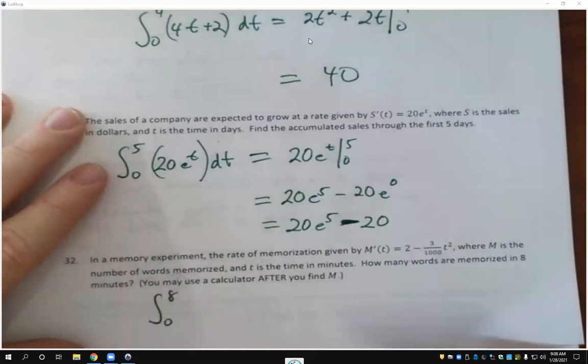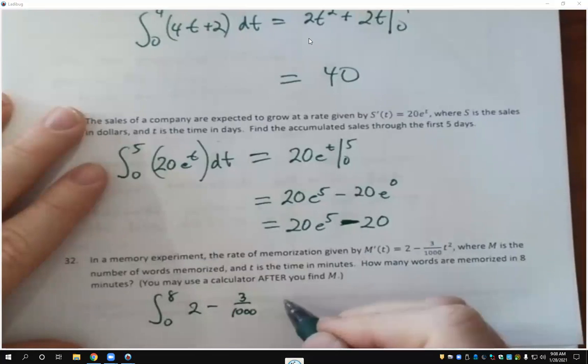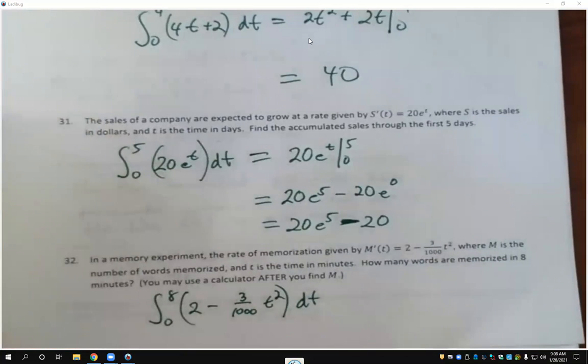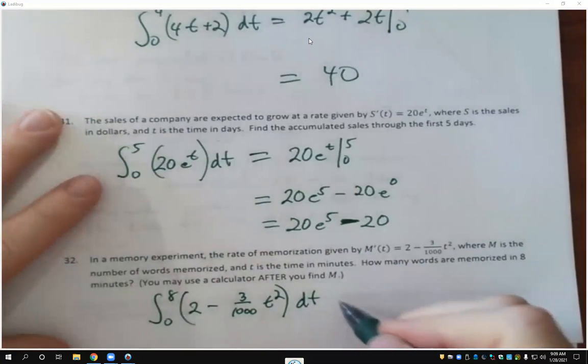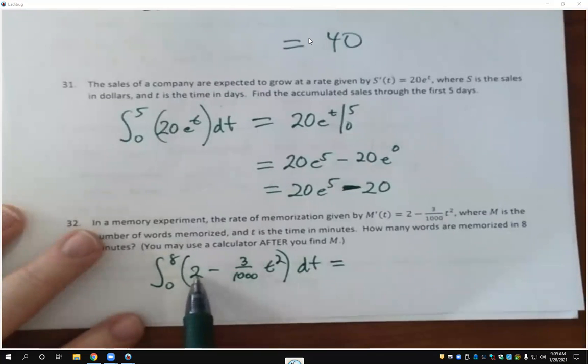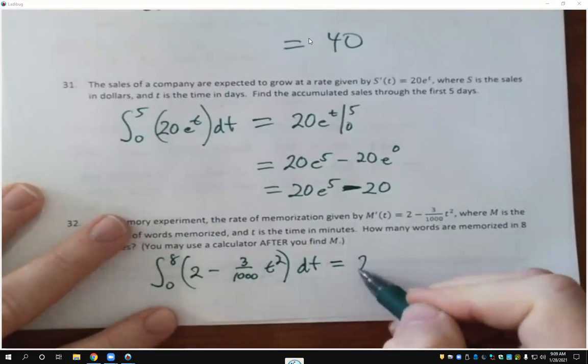So we're integrating from 0 to 8, 2 minus 3 over 1,000 t squared dt. Okay, and it actually says you can use your calculator after you find the antiderivative, because the math is not going to be easy, the algebra, but we'll just find the antiderivative. So the antiderivative of 2 is 2t.